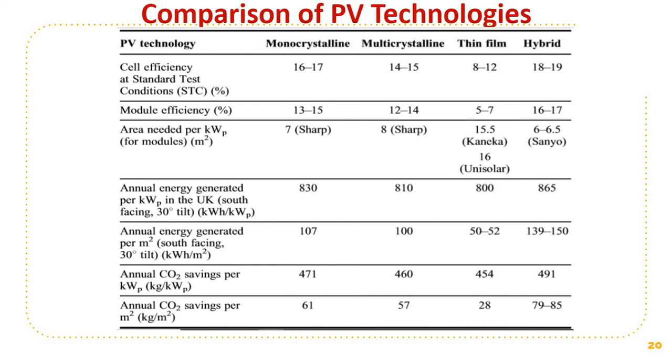And again, annual carbon dioxide savings per kilowatt peak is highest for hybrid, 499 kg per kilowatt peak, and annual carbon dioxide savings per meter square is again highest for hybrid. So in general, hybrid technology is quite promising.